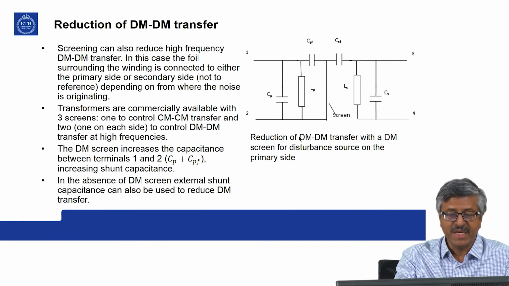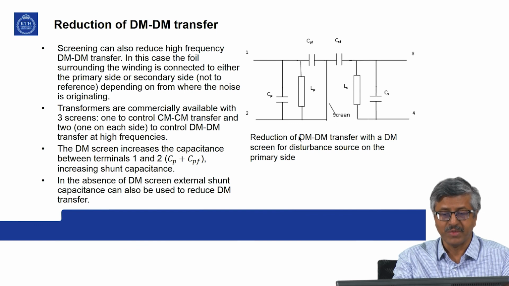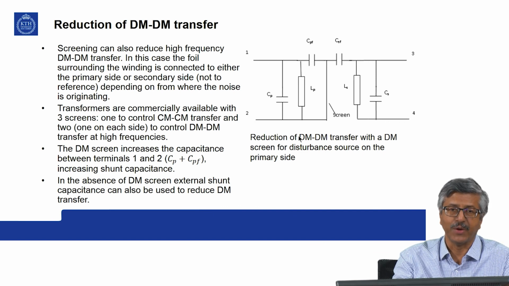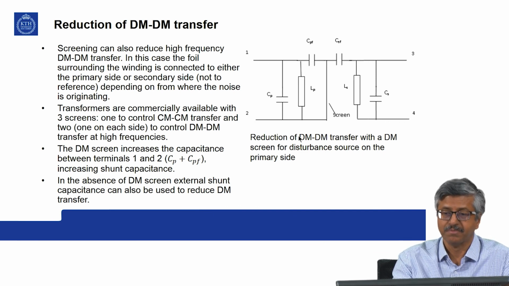So, there can be up to 3 screens in a transformer. The DM screen increases the capacitance between terminals 1 and 2. Usually that is not any big problem. In the absence of a DM screen, external shunt capacitance can also be used to reduce DM transfer. That is just by shunting the noise like a noise filter. So, that will be a cheaper solution than providing screens.